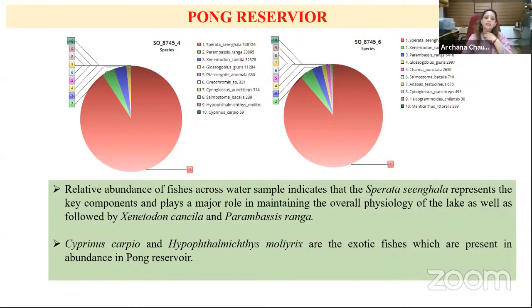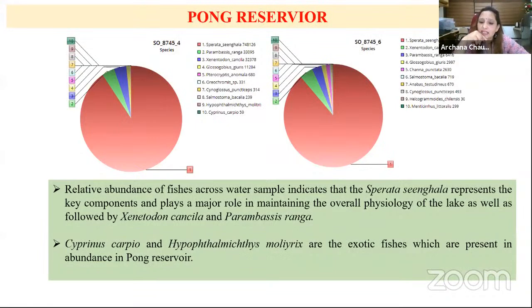Now coming to these pie charts, they might look a little busy, but I would still want to focus on them. These pie charts show the relative abundance of the fishes, and you can see that these two are the Pong samples, for which I have only 2 data sets for this sampling site.